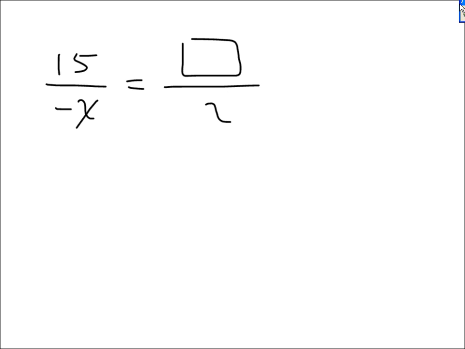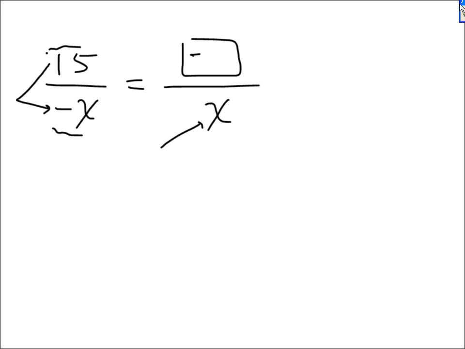If you have 15 over negative x is equal to box over x. The two signs are different. In the bottom it's understood to be negative, and the top is understood to be positive. They're different. That has to be true on the other side as well. Since there's no sign by the x, it's positive. If it's going to be different, it has to be negative on top.